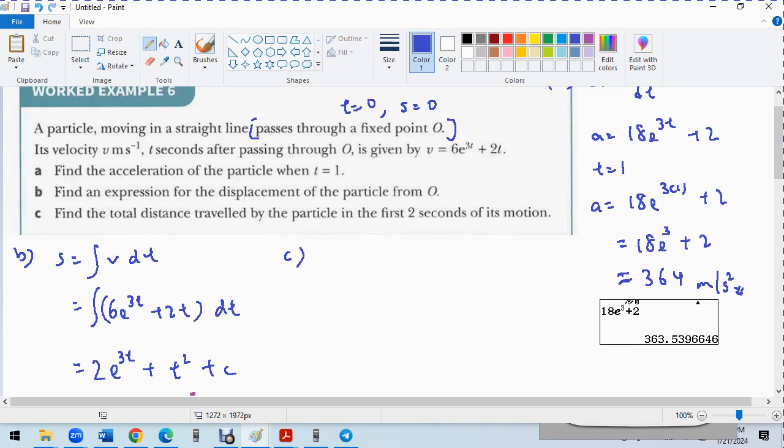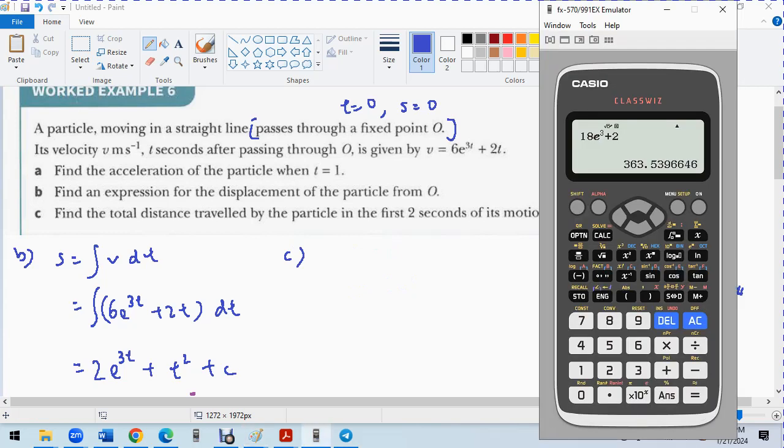Just we assume they don't stop, because that one we can't solve by hand. We have 6e to the power of 3x plus 2x equals 0. Shift solve 0.